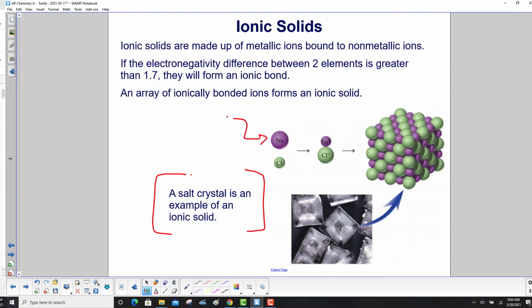Here's your sodium atom, here's your chlorine atom. They ionize, so you have sodium plus, chlorine minus, and notice how the size of the atoms changes. They attract each other, and here's your ionic solid.